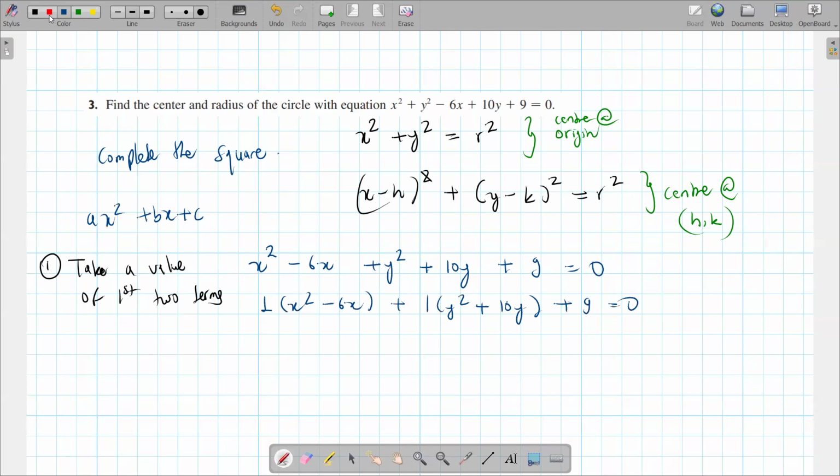Your second step is to not take, but to add and subtract. Notice you have a b value inside the bracket. So what you do is inside the bracket, you're going to add and subtract half of b squared.